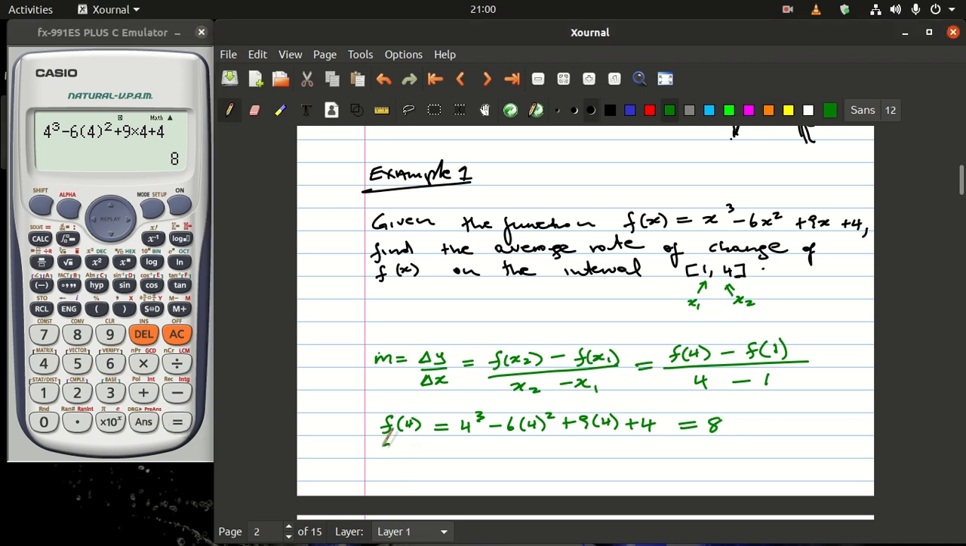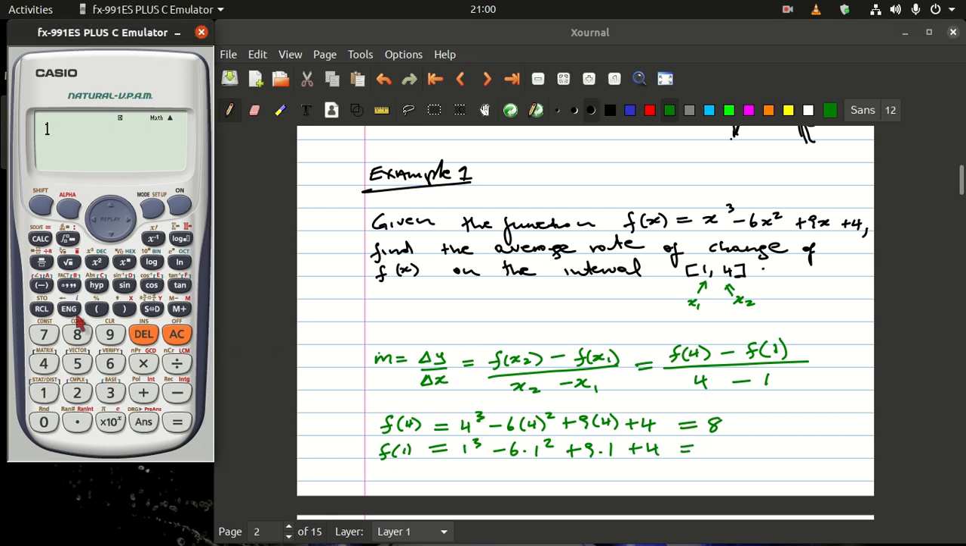And now we check what f of 1 is. For f of 1, I'm going to plug in 1 here. We'll have 1 cubed minus 6 times 1 squared plus 9 times 1 plus 4, which you can work out the same way. You have 1 cubed, minus 6 times 1, plus 9 times 1, plus 4. So this is also 8.